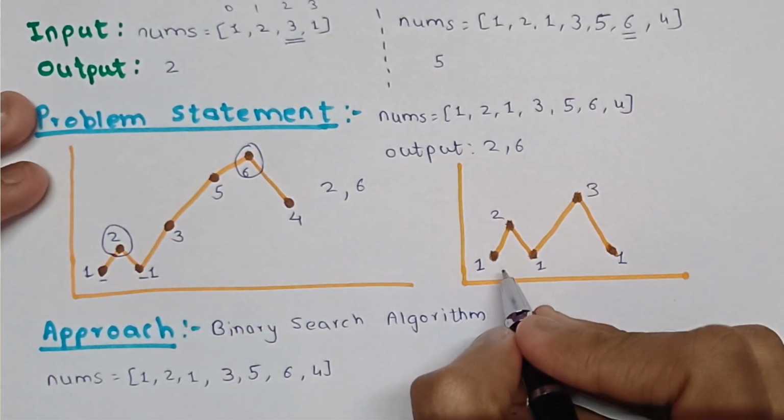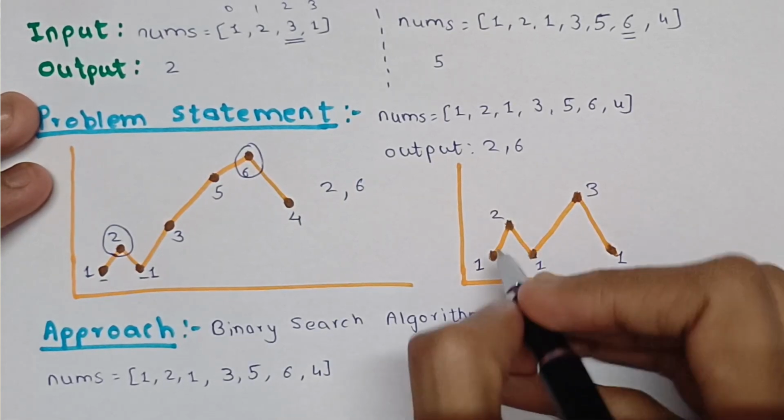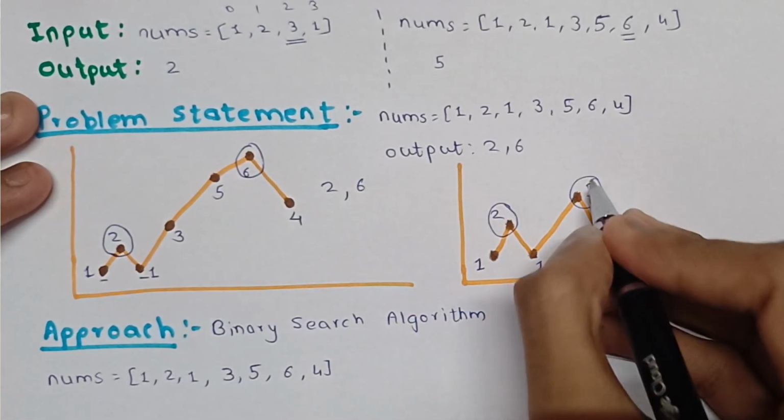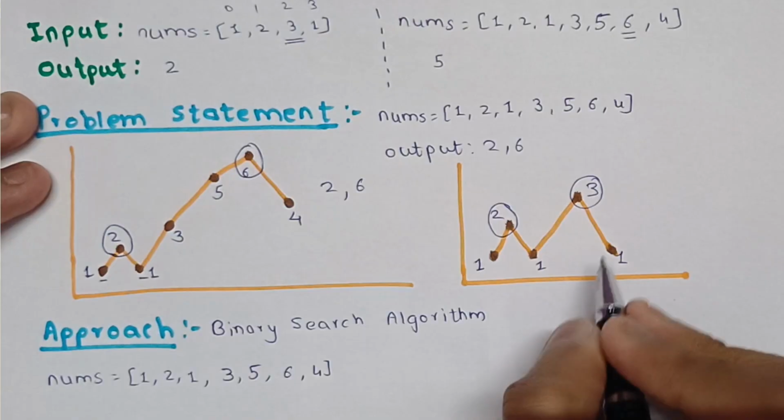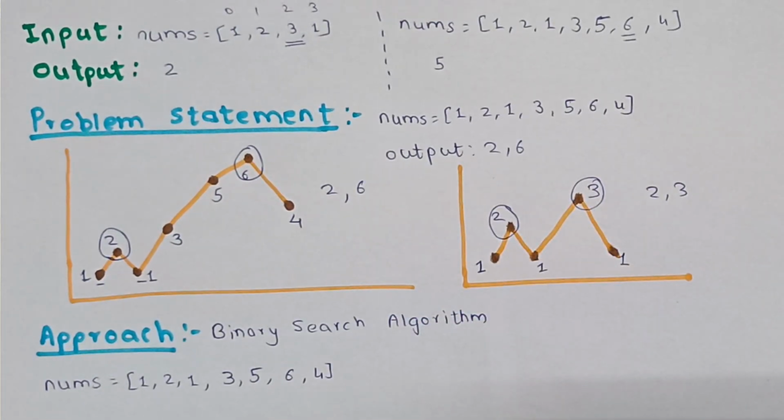Here is one more example: 1 2 1 3 4. Here also there are two peak elements, 2 and 4, because these are greater than their neighbors. So the valid answers are both, and you can return any one. So this is a peak element. I will say that you have now understood the problem statement.